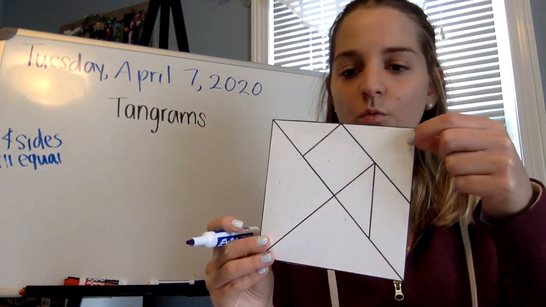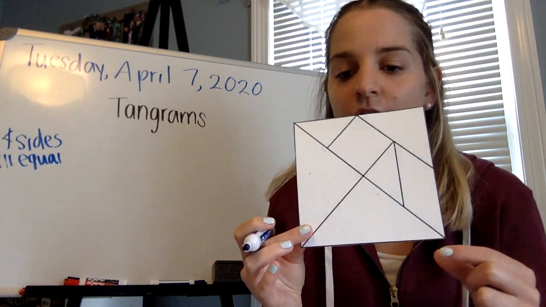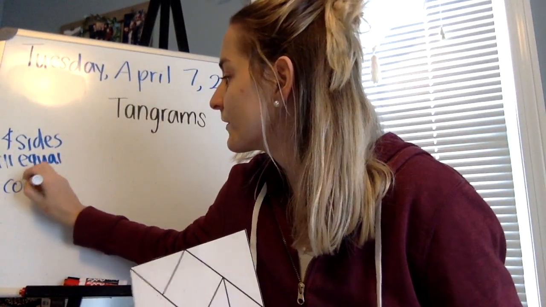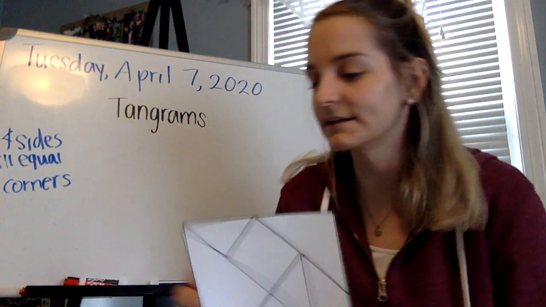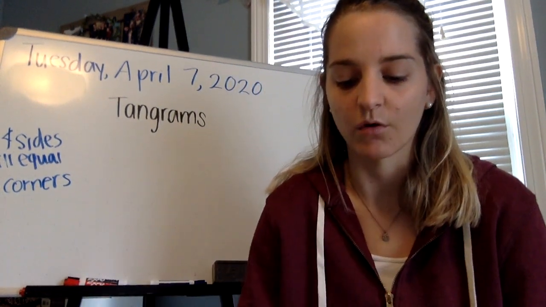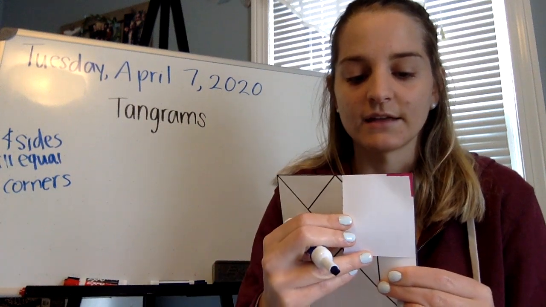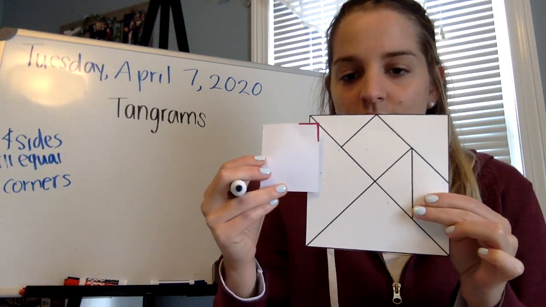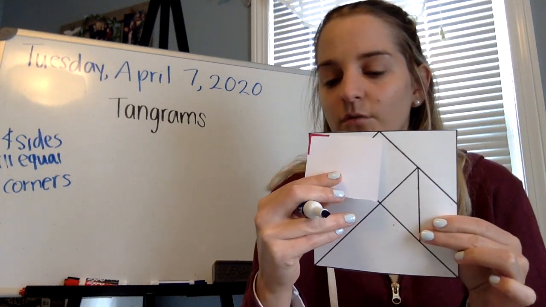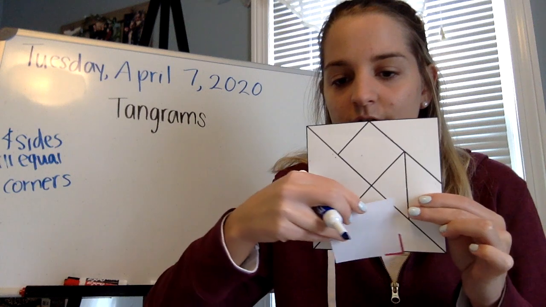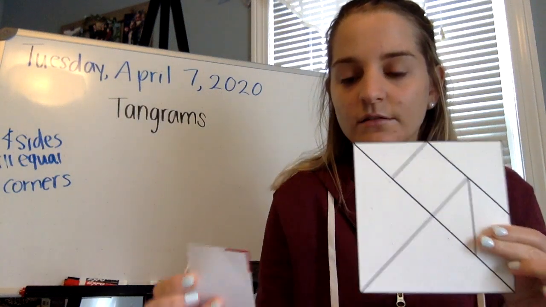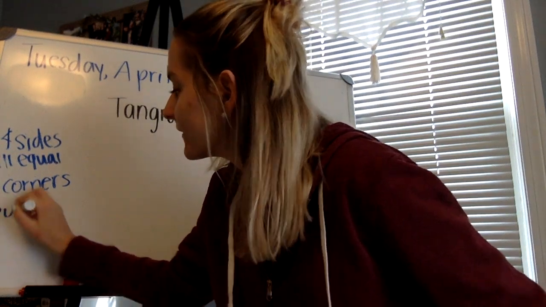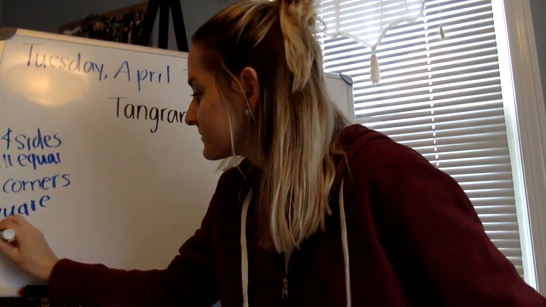Let's see, it has 1, 2, 3, 4 corners. And each angle is a square. A square corner. Okay? So, and they're square corners.